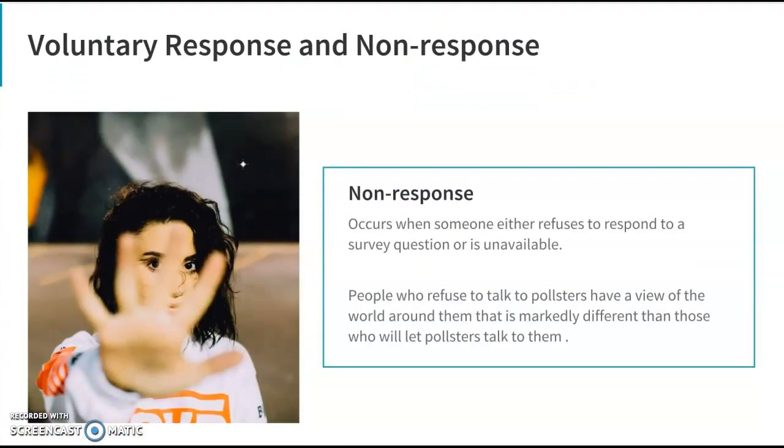Okay, now anytime you've got a voluntary response, you're going to have non-response in it. It occurs when someone either refuses to respond to a survey question or is unavailable, say they missed a phone call. So there's two different types of characteristics here. There's people who will say, yes, I will take that survey and go through it. And then there's other people who are maybe more private or just too busy, and they'll say, no, I can't do that right now. So that's two different types of characteristics: people who say yes, and people who say no.